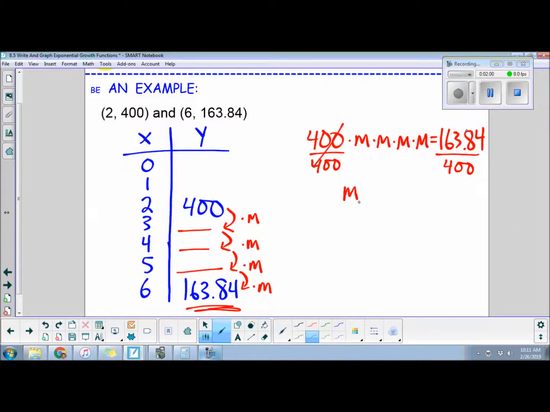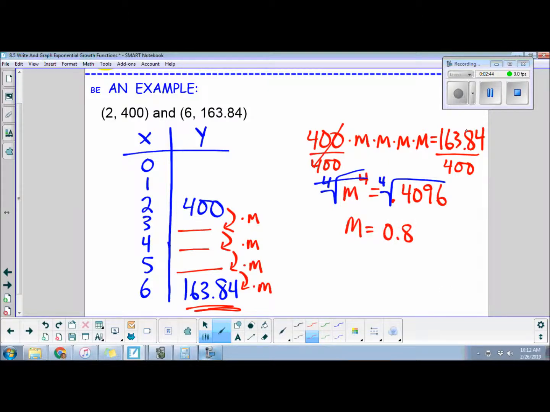So I'm going to go ahead and shortcut the m times m times m times m to m to the fourth. And then I'm going to grab a calculator so I can type in this last part, which has a decimal, 163.84 divided by 400. And that gives me 0.4096. At this point, to get m by itself, we can go ahead and take the fourth root on both sides. The fourth root is going to cancel out with the fourth power. When I do that, again, definitely needing a calculator for this one, I get the multiplier to be 0.8.